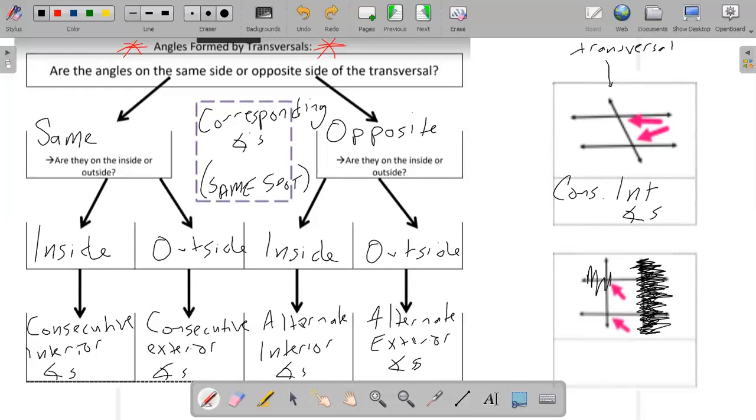What if I covered up this one down here? How would you describe the location of the arrow down there? Bottom right. So you just said the same thing twice. They're both in the bottom right. If they're in the same spot, both in the bottom right, that means this angle is called corresponding.